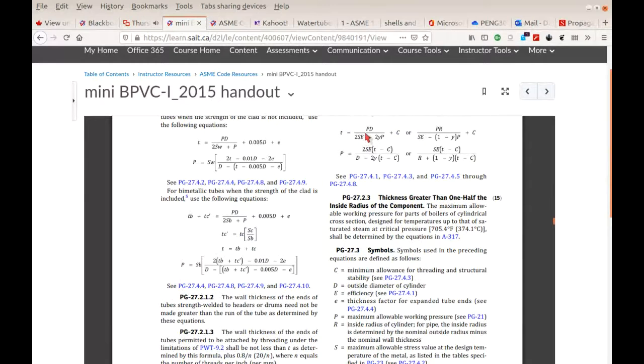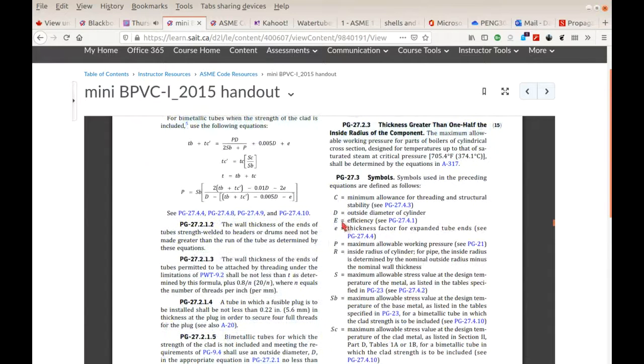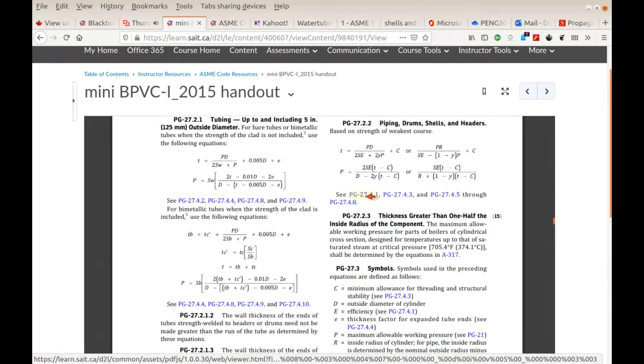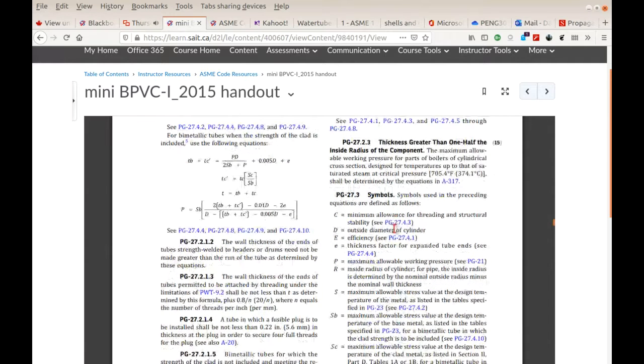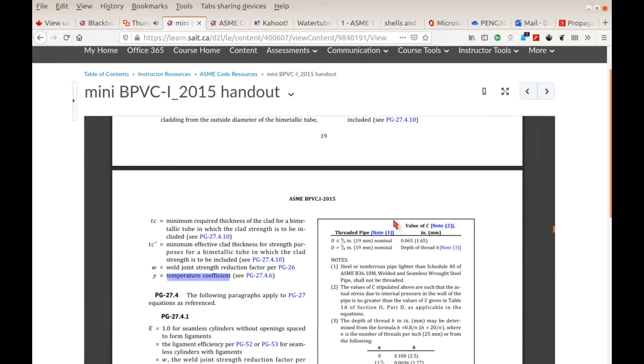So we need to find out this capital letter E. The capital letter E is not the same as the little letter e over there. So what is capital letter E? E is efficiency. Oh, okay. And then it says PG 27.4.1. Guess what? That's actually one of our notes here, PG 27.4.1. Okay, so that's efficiency. The next thing is this small letter y. Well, what the heck is y? I go through here and I find y, and y is a temperature coefficient that says PG 27.4.6.